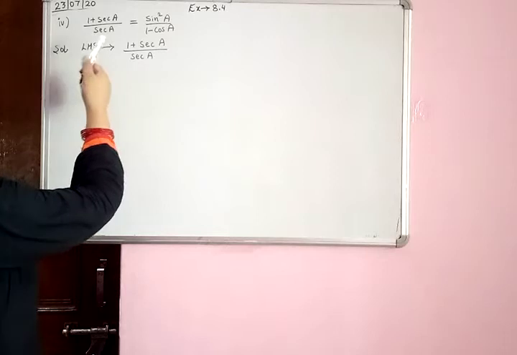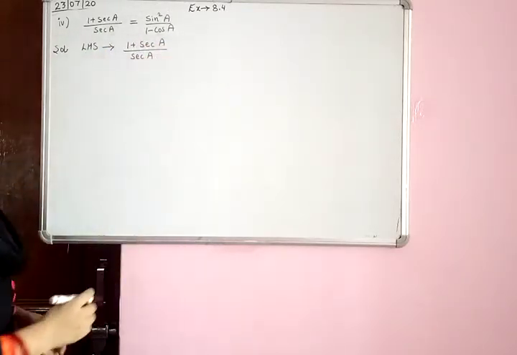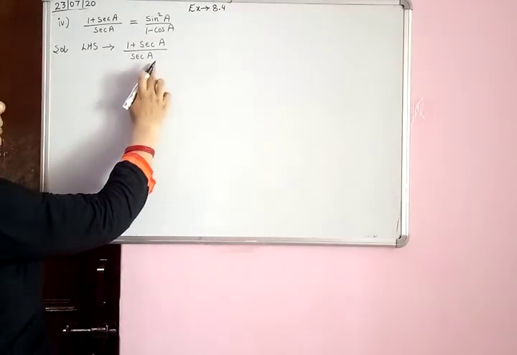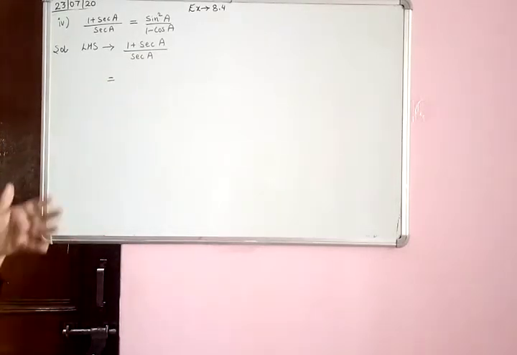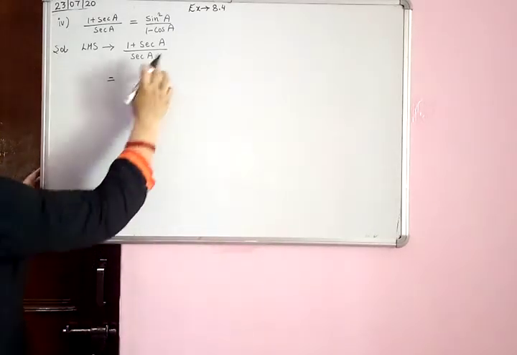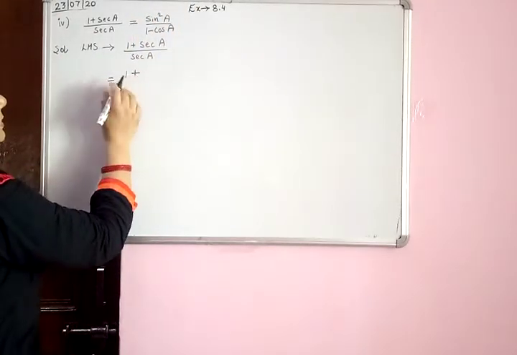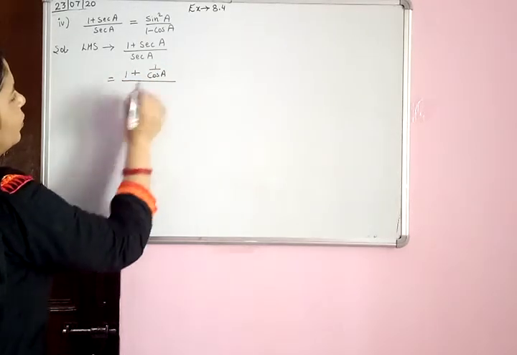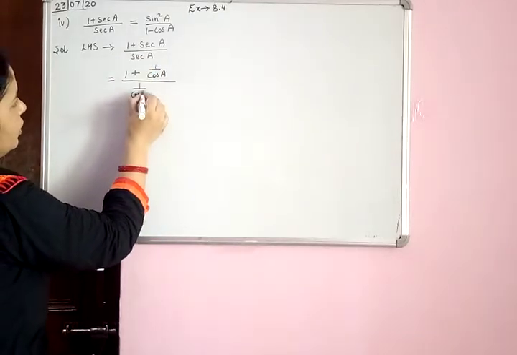Now fourth part, you have to prove that 1 plus sec a upon sec a is equal to sin square a upon 1 minus cos a. Okay, so take left hand side. Left hand side is 1 plus sec a upon sec a. So in place of sec a, I can put 1 upon cos a, because we know that sec a is the reciprocal of cos a, and I can see cos a in right hand side also. So I can write 1 plus sec a as 1 plus 1 upon cos a and whole divided by, again sec a is in denominator, so I can write it as 1 upon cos a.